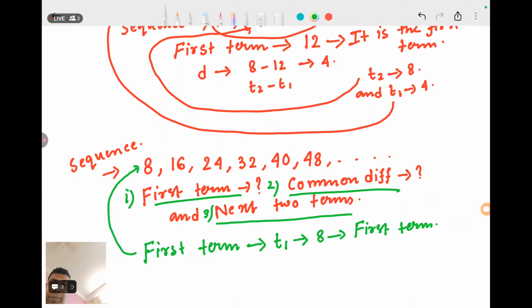Now, what will be the common difference? The common difference is the difference between the next term and the previous term. So here the next term is 16, t2 minus t1 is equal to 16 minus 8 is equal to 8. As you can see, when we subtract the previous term from the next term, it is coming as 8. So it is the common difference.